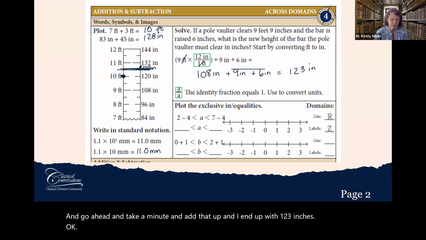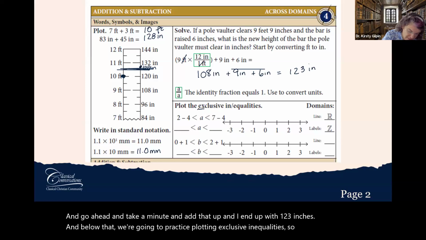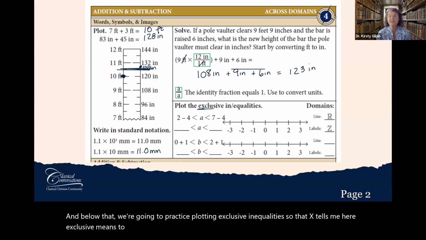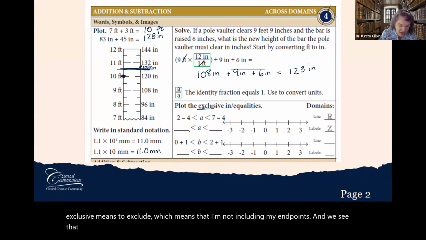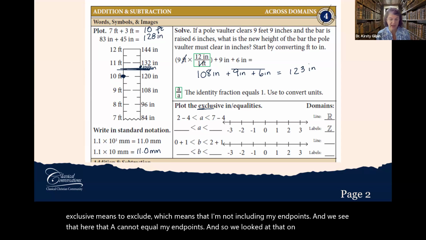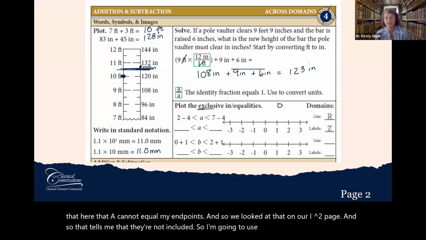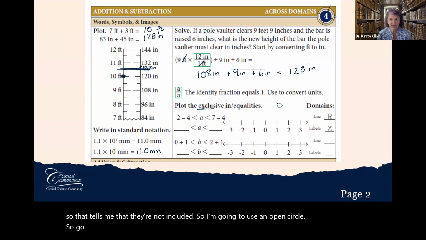And below that, we're going to practice plotting exclusive inequalities. So exclusive means to exclude, which means that I'm not including my endpoints. And we see here that a cannot equal my endpoints. And so we looked at that on our i squared page. And so that tells me that they're not included. So I'm going to use an open circle. So go ahead and take a minute and simplify the endpoints for these.